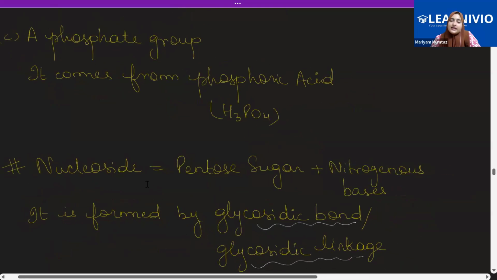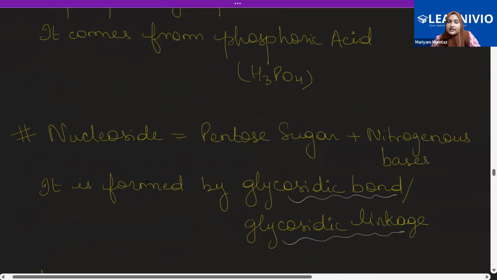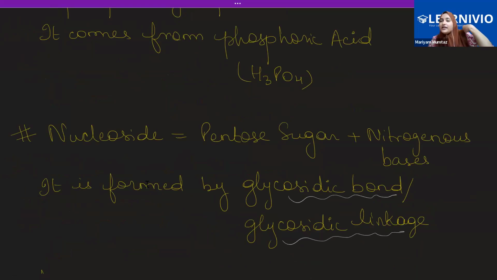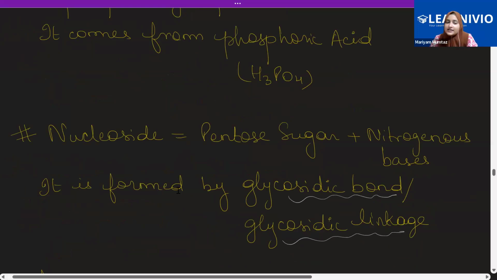The nucleoside is made up of two things. Now see, if you remove the phosphate group from the nucleotide, what you're left with is a nucleoside. So pentose sugar plus nitrogenous base is equal to nucleoside. When you add a phosphate group to a nucleoside, you'll get a nucleotide. Is it clear? Nucleoside, nucleotide, the difference between them is clear?